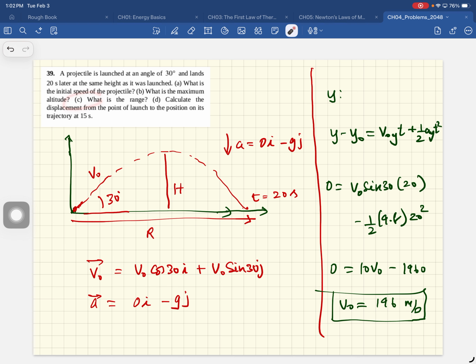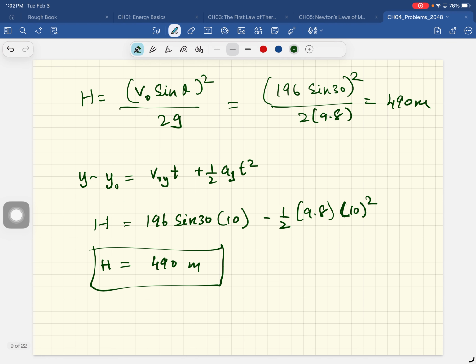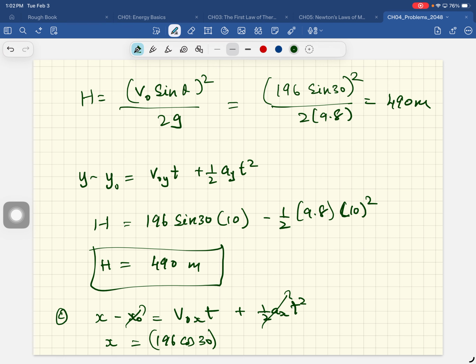What is the range? The range is the x component of the motion, x minus x naught equals v naught x t plus 1/2 a x t squared. This is 0, x naught is 0. So the range is 196 cosine 30 times t, which is 20 seconds. And you also have the range formula. You can solve it using v naught squared sine 2 theta.